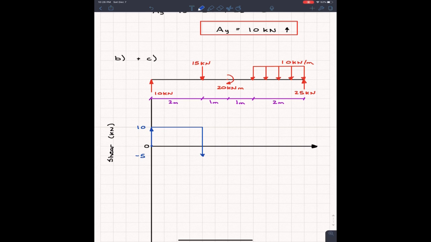And then from here to the 1 meter across, we have nothing happening. So we're just going to come across. And then at this point, we see that there's a concentrated moment.